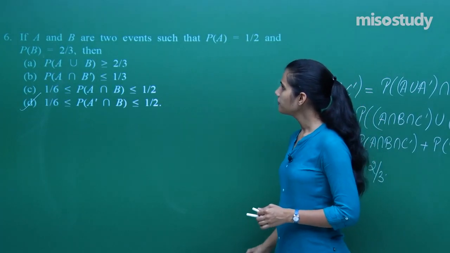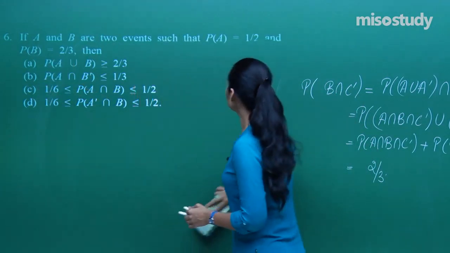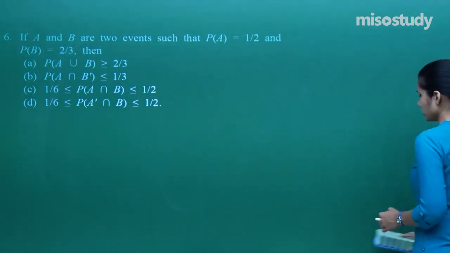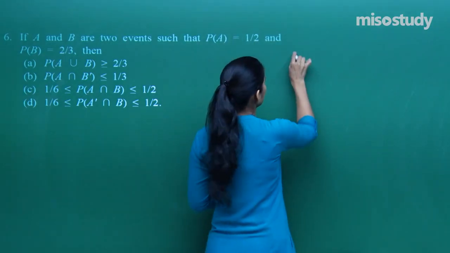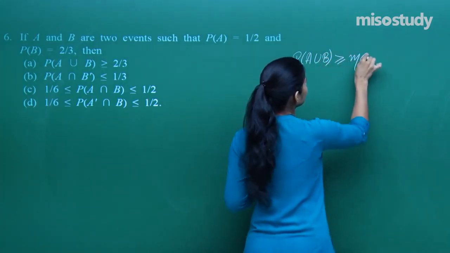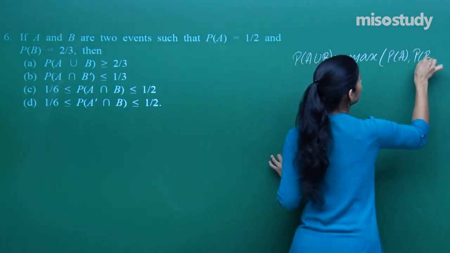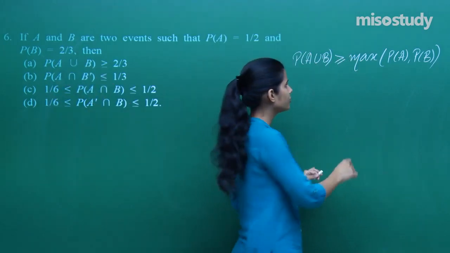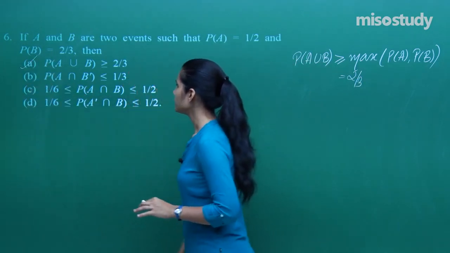Next question we have, A and B are 2 events, probability of A and probability of B is given to us, and then we need to talk about the options being correct or not. First is probability of A union B is greater than or equal to 2 by 3. Probability of A union B is greater than or equal to max of probability of A and probability of B. Probability of A is this, probability of B is this, max is 2 by 3. So yes, this is correct, that probability of A union B is greater than or equal to 2 by 3.